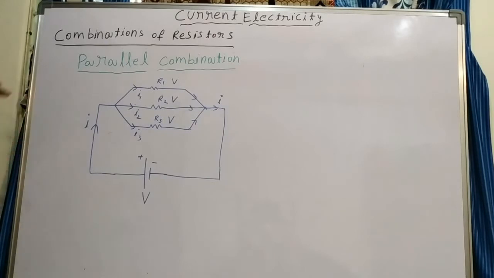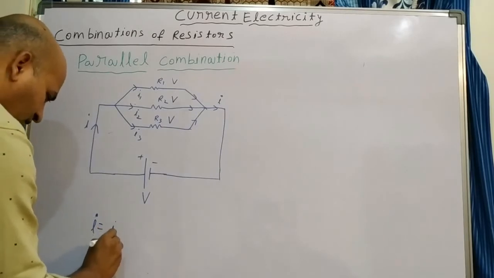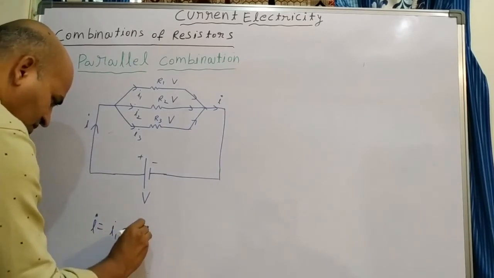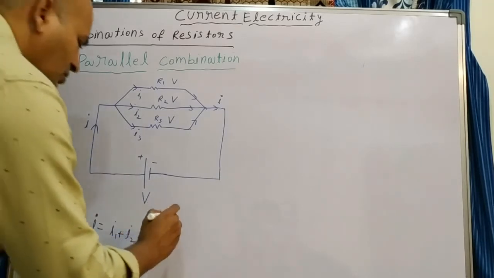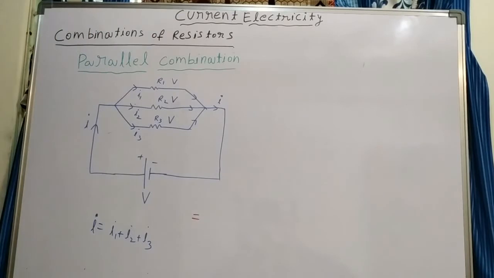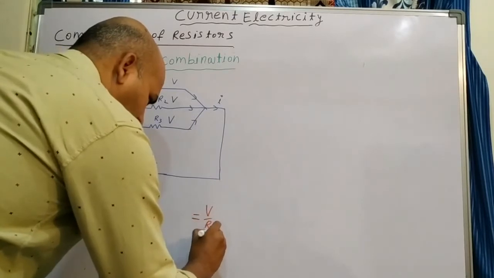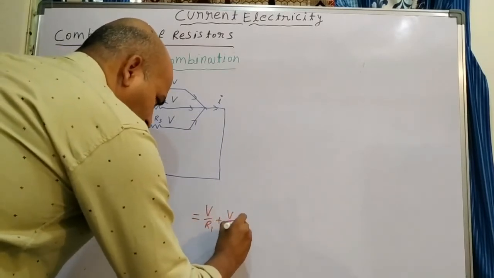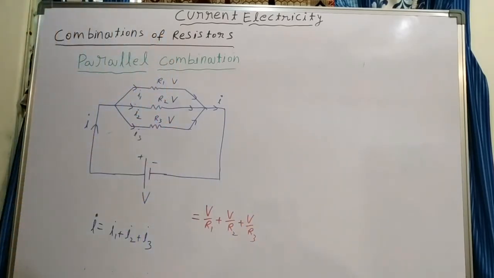What about current? Here the current entering will be split into three parts: I1 plus I2 plus I3. According to Ohm's law, what can you write? Current I we can write as potential by resistance. First we write I1. What is the potential across the first resistor? That is V. I1 is V by R1. For the second, V by R2. Here potential is common, current is different.